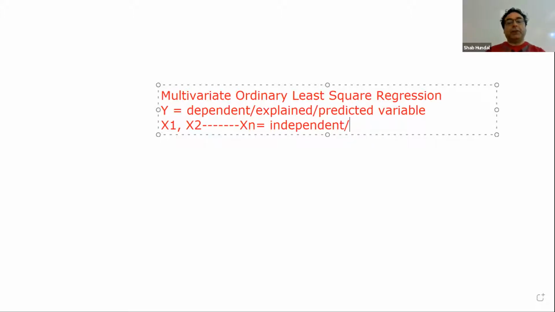If the top one is explained, then they are explanatory. And if top one is predicted, then this would be predicting variables.